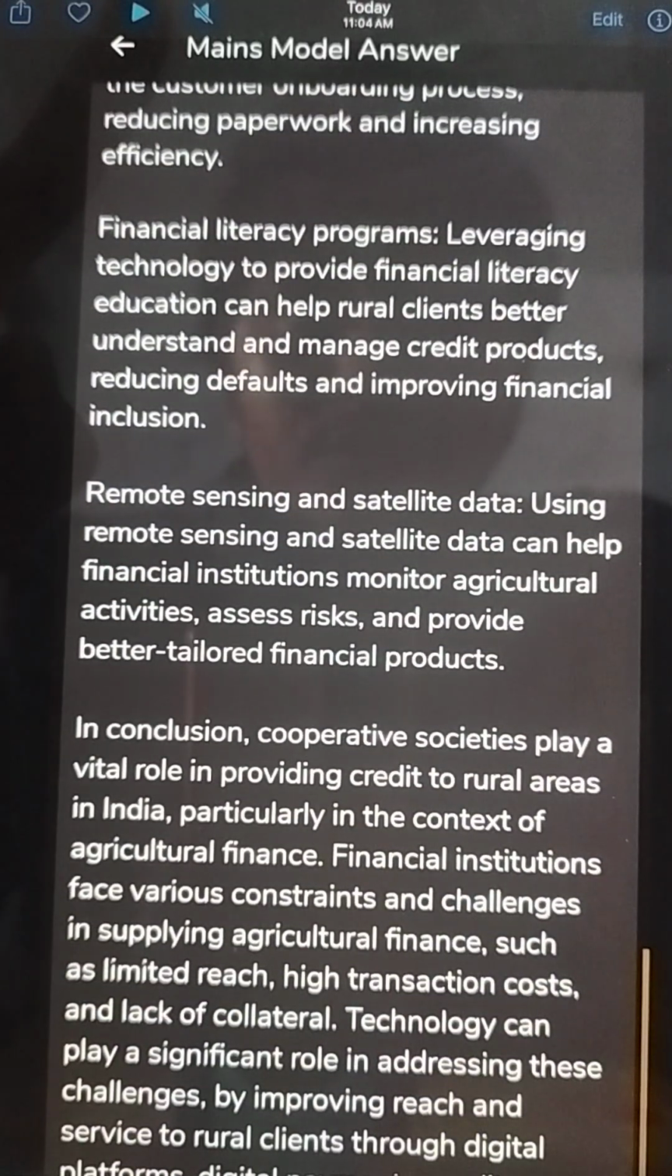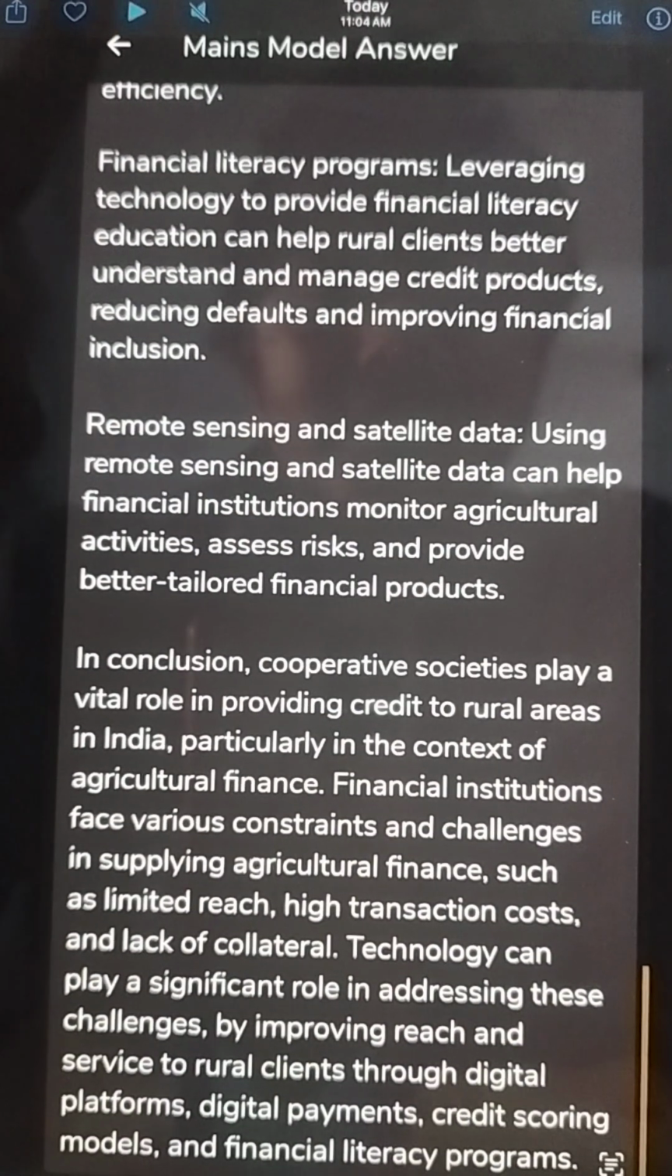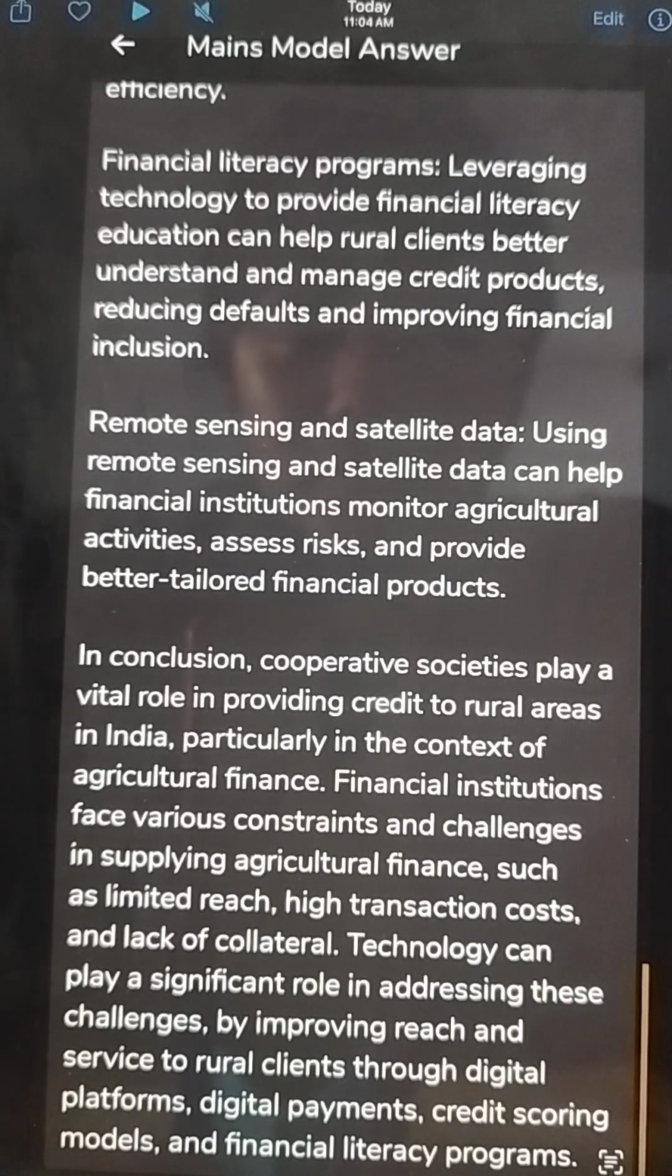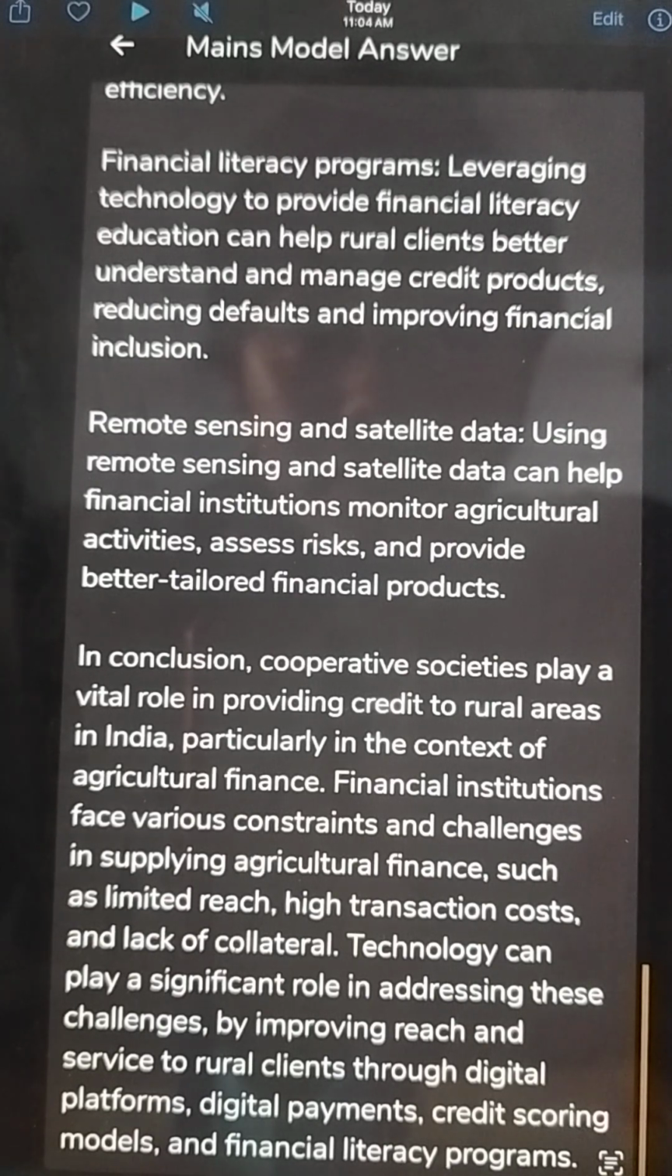In conclusion, cooperative societies play a vital role in providing credit to the rural areas in India, particularly in the context of agriculture finance. Financial institutions face various constraints and challenges in supplying agriculture finance, such as limited reach, higher transaction costs, and lack of collateral. Technology can play a significant role in addressing these challenges by improving reach and service to the rural clients through digital platforms, digital payments, credit scoring models, and financial literacy programs.